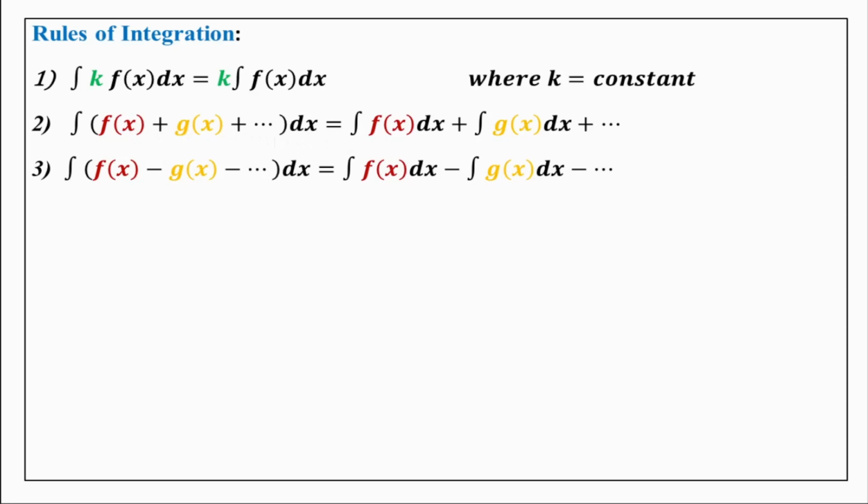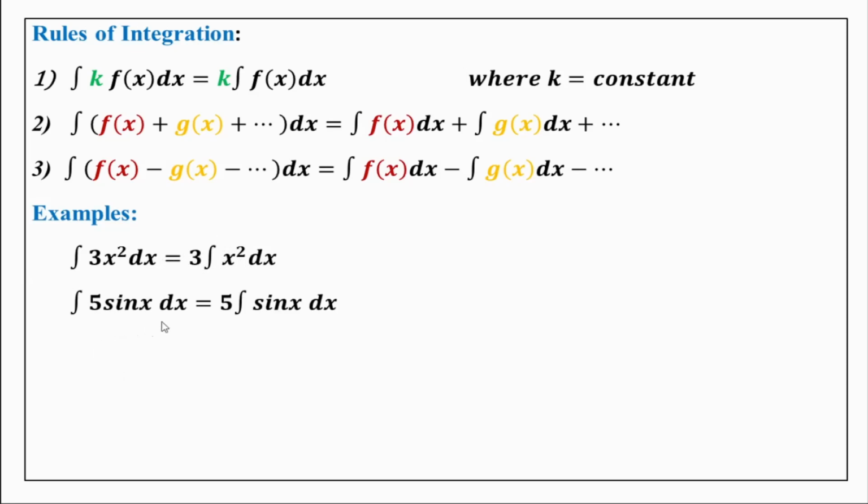If plus is there, write plus. If minus is there, you write minus. Now let me take some examples here. Integration of 3 into x square. So 3 is the constant here, so I am taking it out and integrating x square. Integration of 5 into sine x.